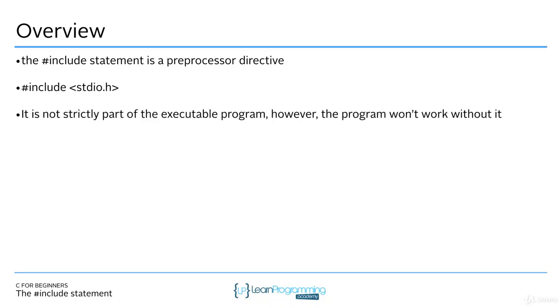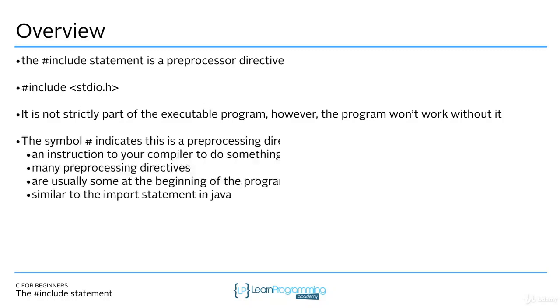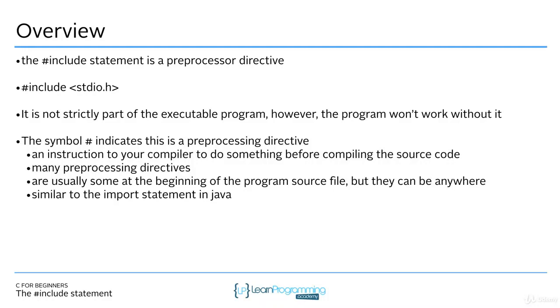It is not strictly part of the executable program. However, the program won't work without it. We know it's a preprocessor directive. It doesn't really do much as far as how the program works. It's just telling the compiler before it runs, hey, we're doing something here with this include. And if you don't have it there, the compiler is going to complain and throw errors. So you need it. The pound symbol indicates that it's a preprocessing directive, which is an instruction to your compiler to do something before compiling the source code.